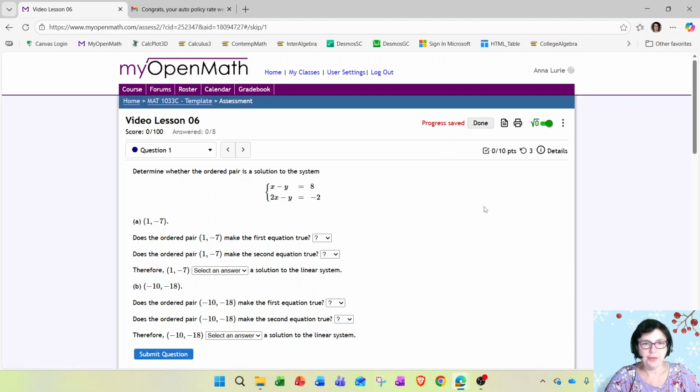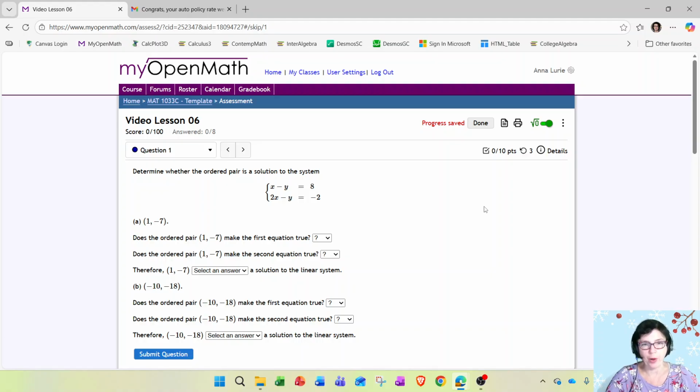Hello everyone. In this video, we are going to start talking about systems of equations. So a system of equations is basically two equations and we have two unknowns in this case, okay? It's called a linear system of equations. And the goal is to find a pair of numbers, x and y, that would work.